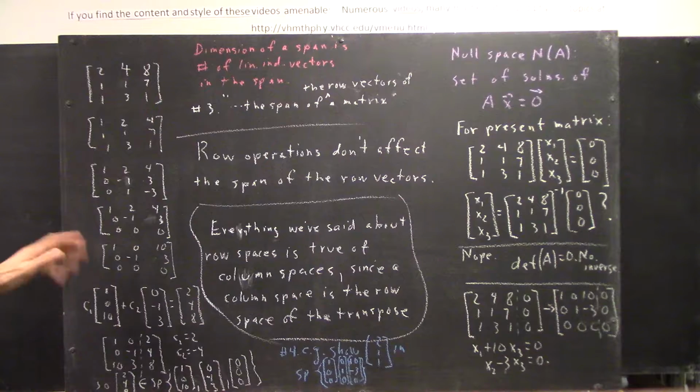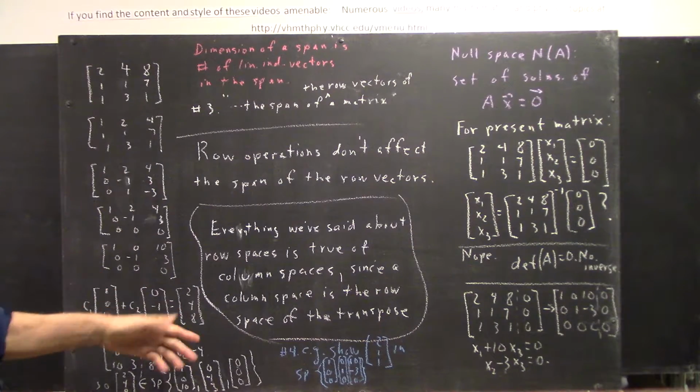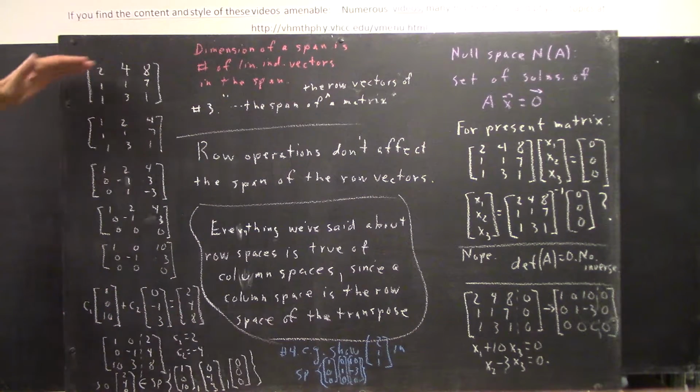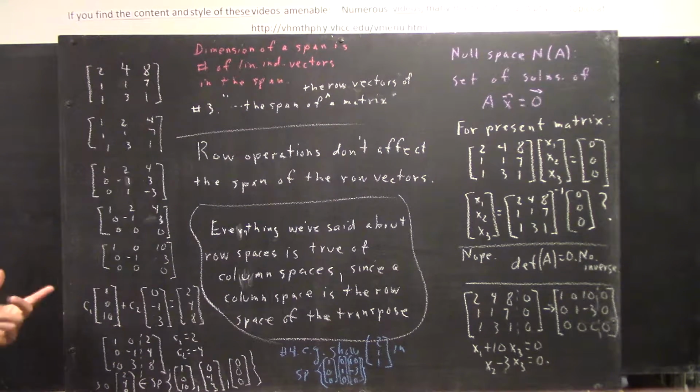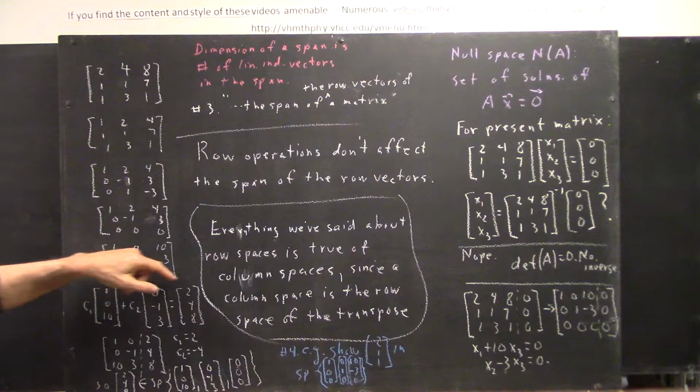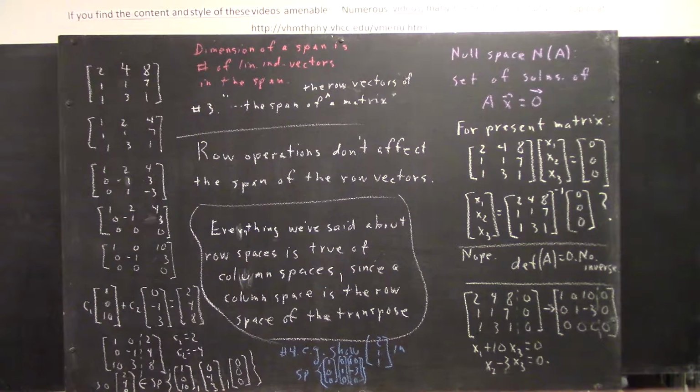Now you might be wondering why we use columns here and not rows. We could actually do that, but we're more used to seeing vectors as columns. So we're just going to translate these rows into columns. Okay. Now, if we can solve this sum for C1 and C2, then this vector is in the span of these two.